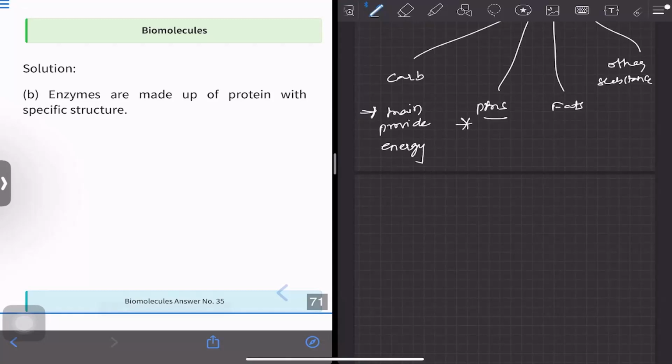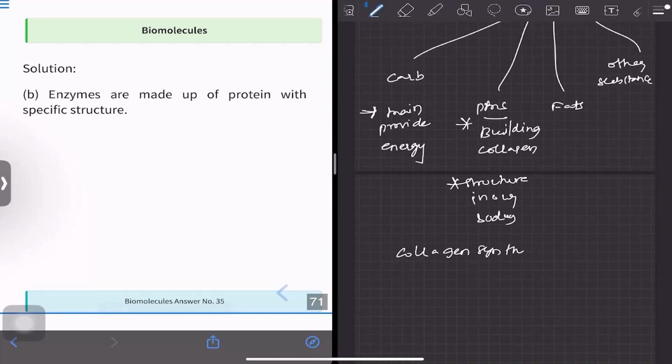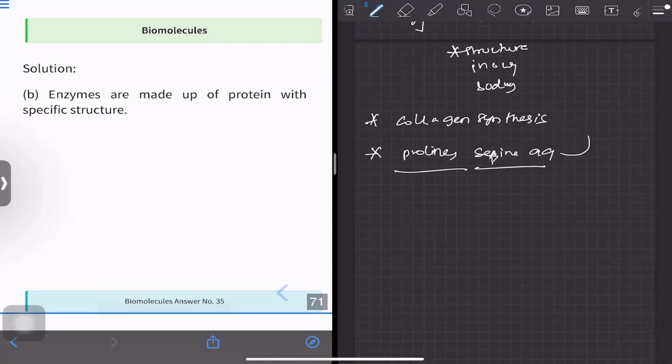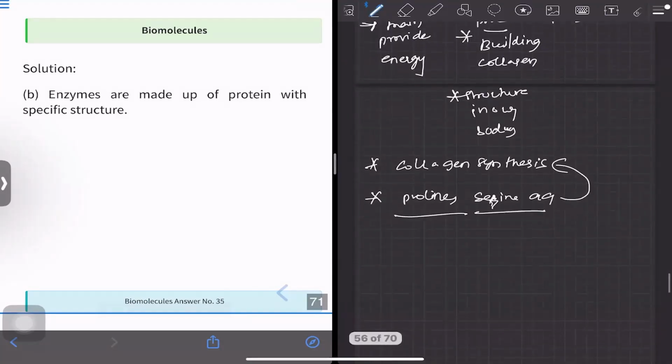Proteins. These help in building collagen structure in our body. How does collagen synthesis take place? For collagen synthesis, we require proline and serine amino acids. In the presence of these amino acids, it synthesizes collagen. So, collagen makes our body strong.